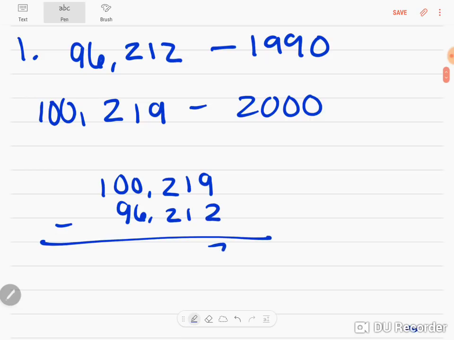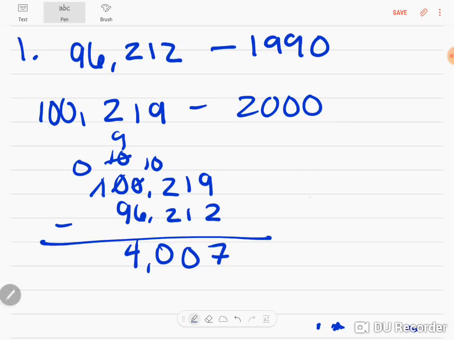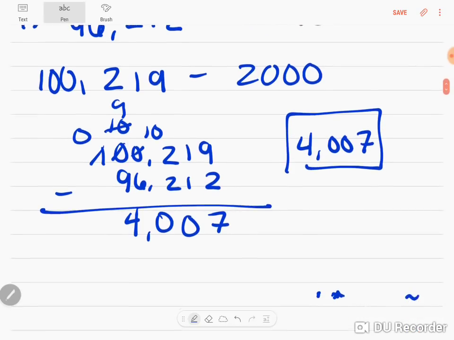9 minus 2 is 7. 1 minus 1 is 0. 2 minus 2 is 0. We can't take 0 minus 6, so we have to borrow. We're going to borrow from over here. That's going to become a 0. This is going to become a 10. Now we need to borrow from the 10. So now this 10 becomes a 9, and this becomes a 10. 10 minus 6 is 4. And that is our answer, 4,007.